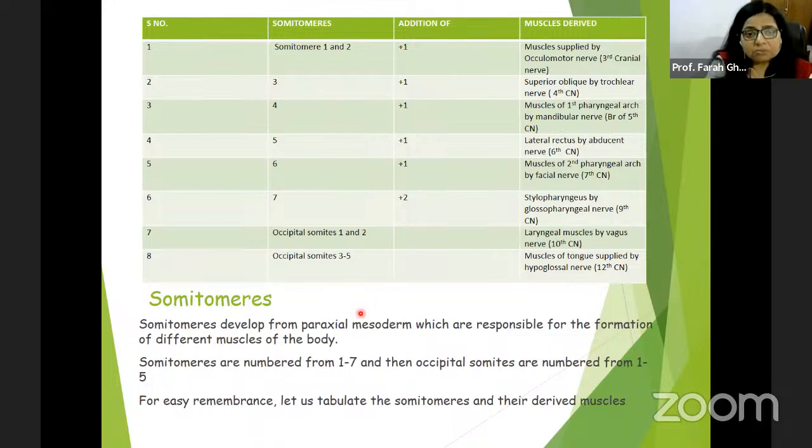So paraxial mesoderm basically gives rise to the somites, that is the muscles are finally formed from the paraxial mesoderm, right? And these somatomeres are numbered from 1 to 7, and then there are occipital somites also, numbered from 1 to 5. So I made this in tabular form, this is for your remembrance. You can make your own way of remembering it. This is how I remember. So I have drawn a table here. You can make out somatomere 1 and 2, 3, 4, 5, 6, and 7, and then there are occipital somites 1 and 2 or 3 to 5.